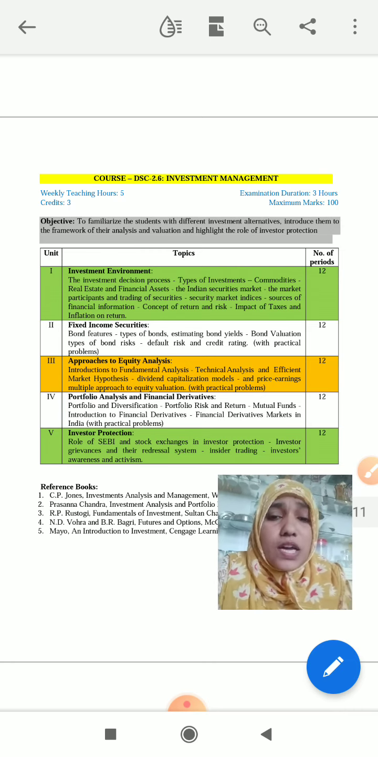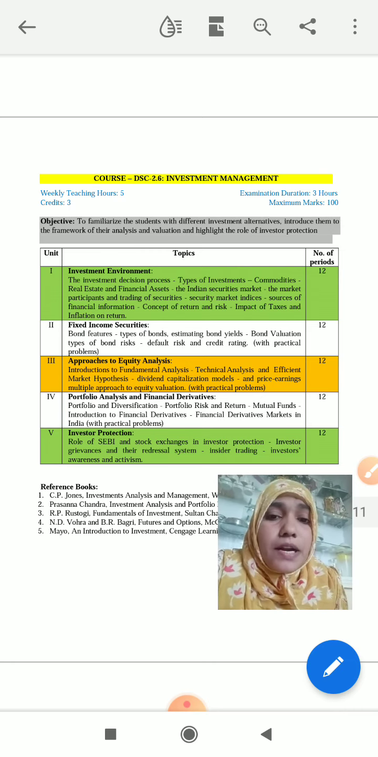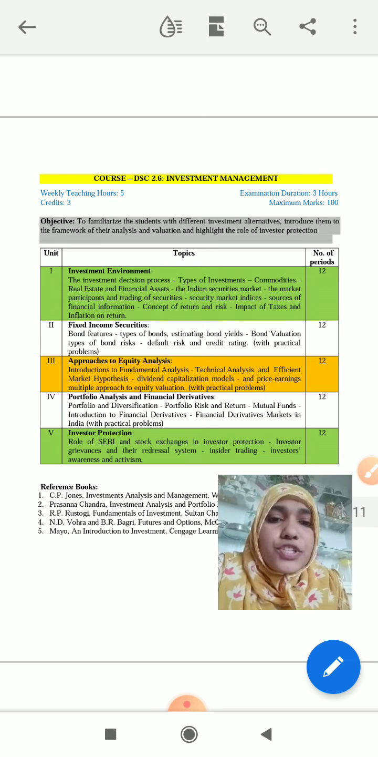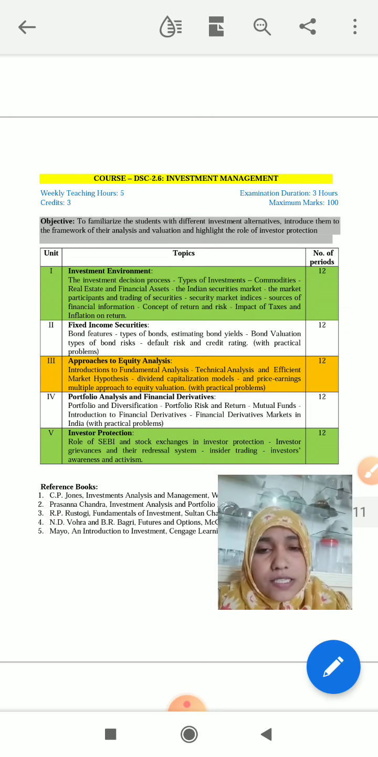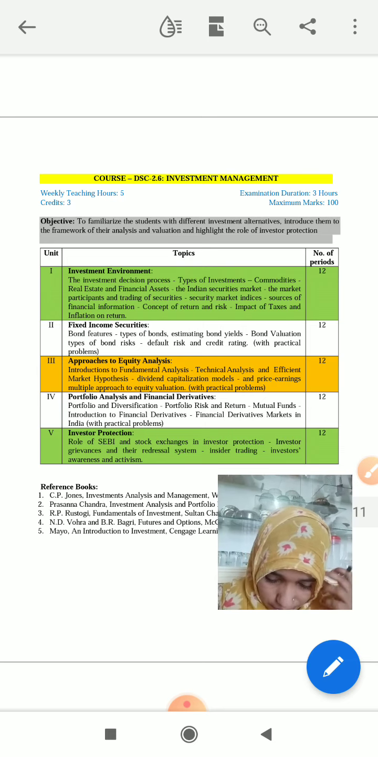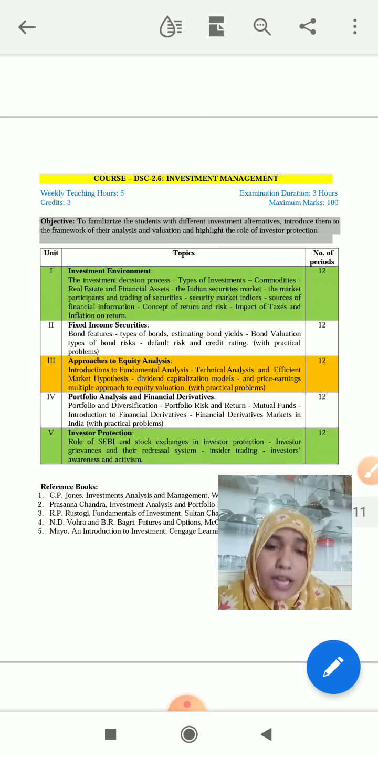Okay, now let's move to the third unit, that is nothing but approaches to equity analysis. This is based on an introduction to fundamental analysis, technical analysis, efficient market hypothesis, dividend capitalization models, and price earning multiple approach to equity evaluation. This chapter also consists of the theoretical and the problematic way.